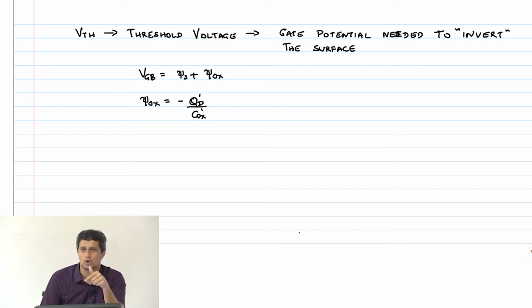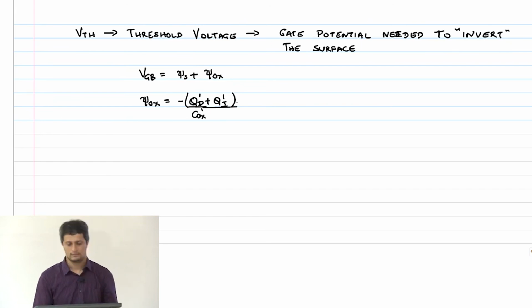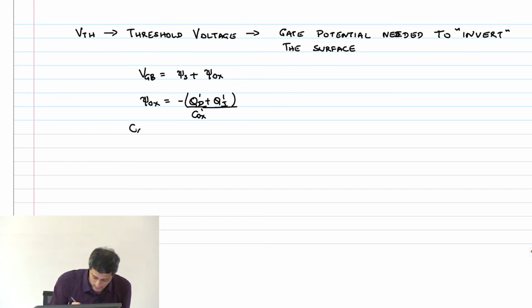Of course, this is not true because I also have some inversion charge. QD refers to the depletion charge. I also have some inversion charge. So it's only fair to write that this is QI prime by Cox prime. Now what is the capacitance of the oxide?